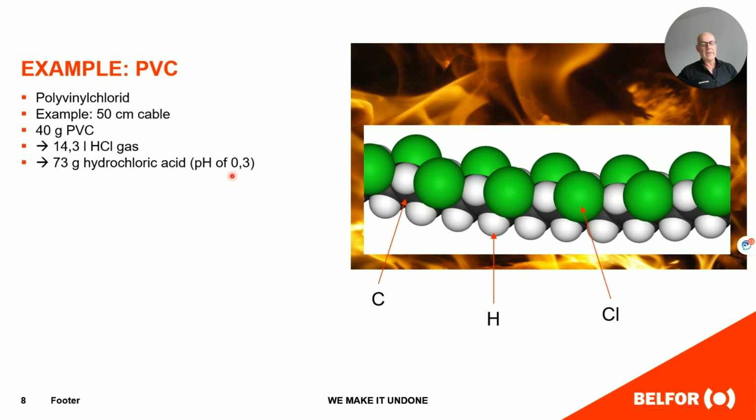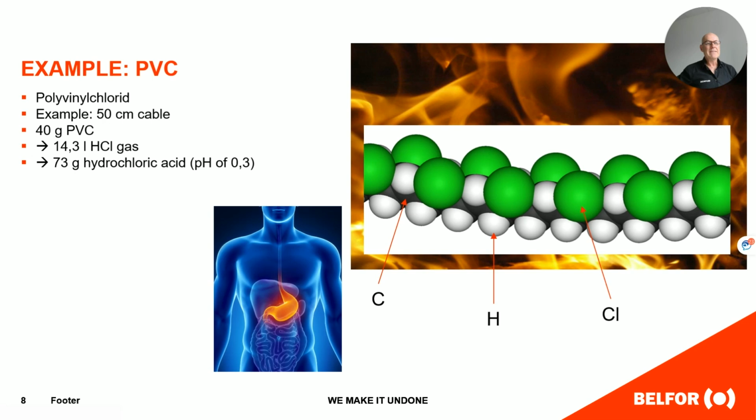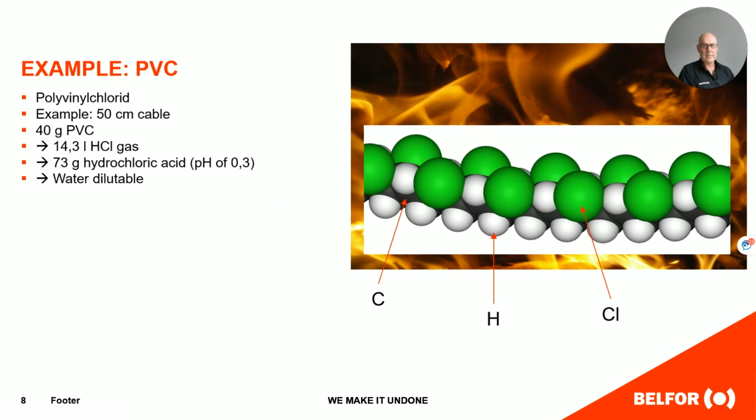And hydrochloric acid has a pH of 0.3. Very, very low. Just to compare, this pH is much lower than what we have in our human stomach. Our human stomach has a pH of maybe around 1. In this case, we talk about 0.3. So it's a very, very tough acid. And the thing is, this acid is water dilutable.